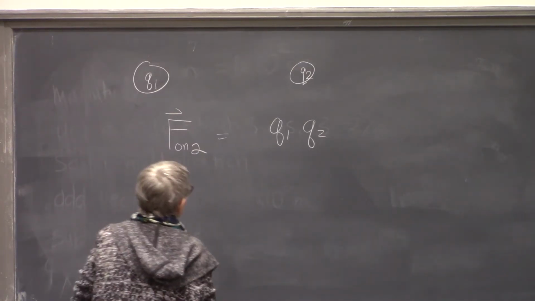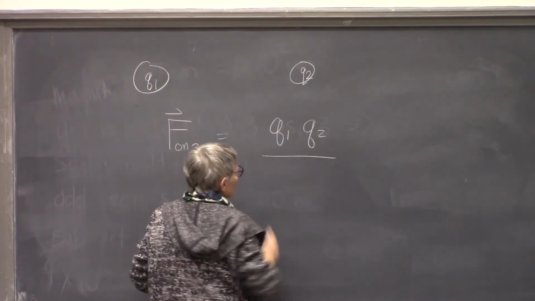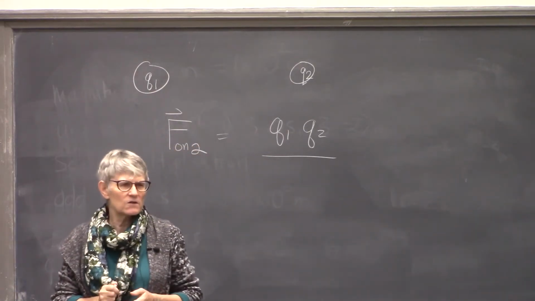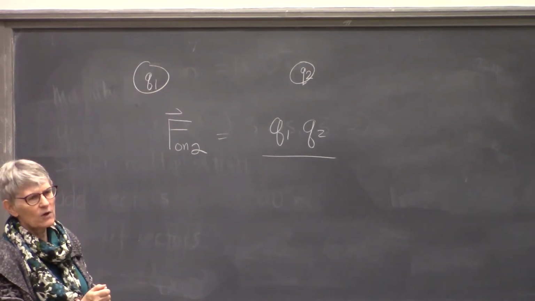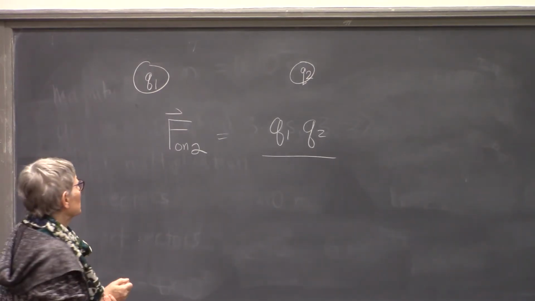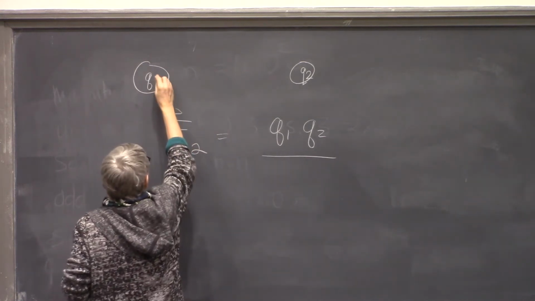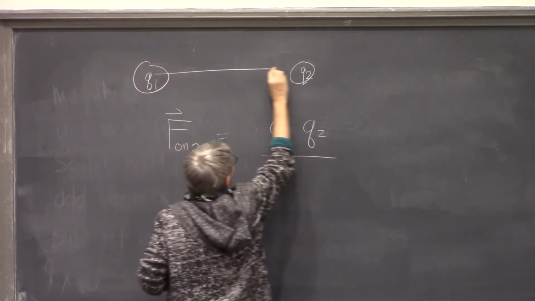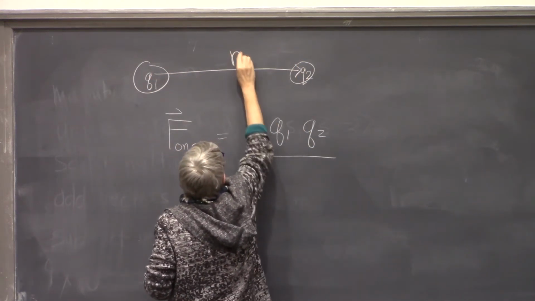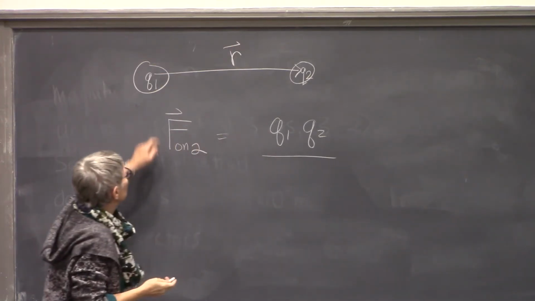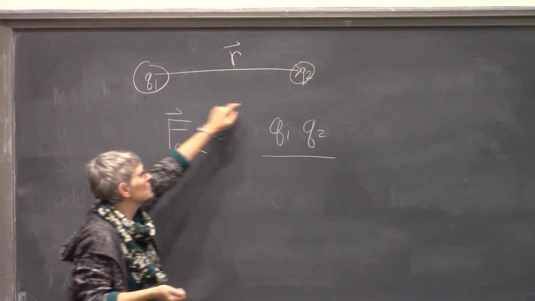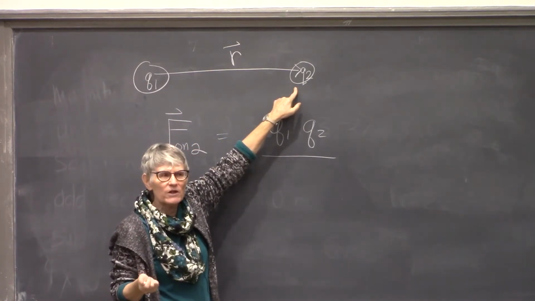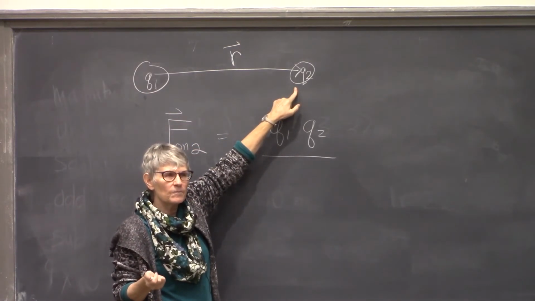Now we want the distance dependence. It's 1 over distance squared. And the way we're going to talk about distance here is in terms of the relative position vector, R, which goes from the object that's responsible for creating the force to the object that's experiencing the force. So that's our relative position vector R.